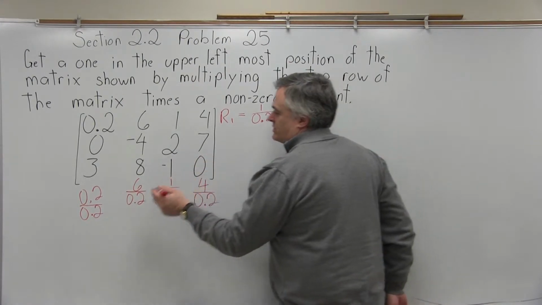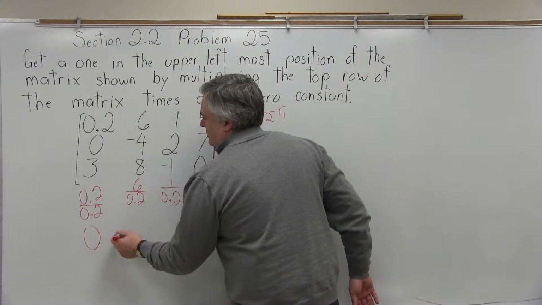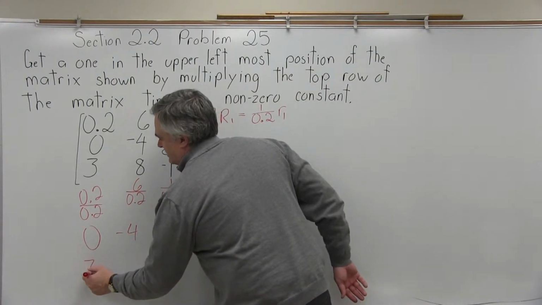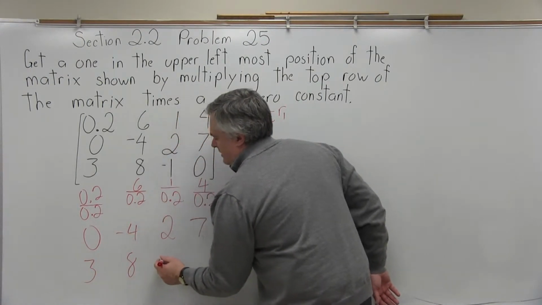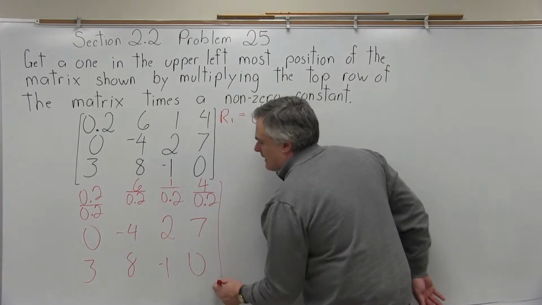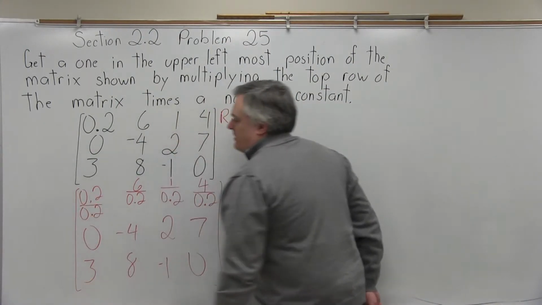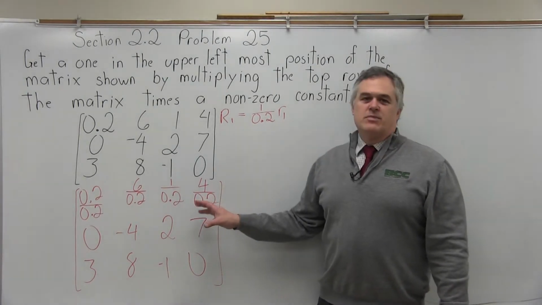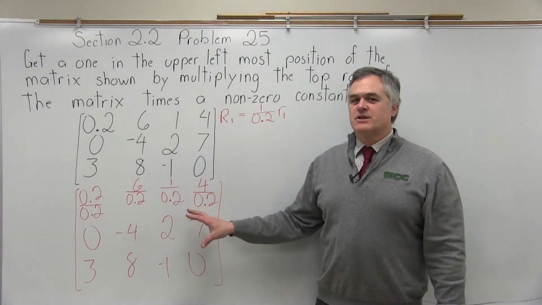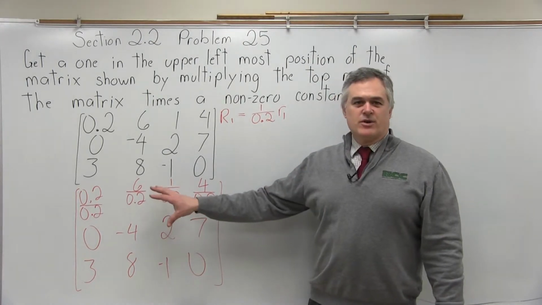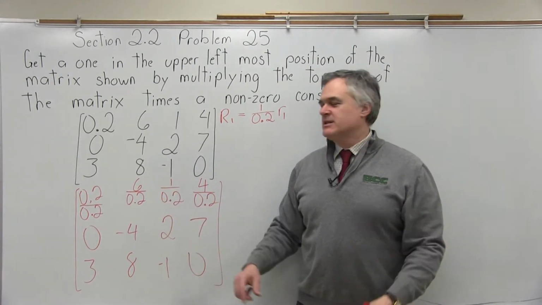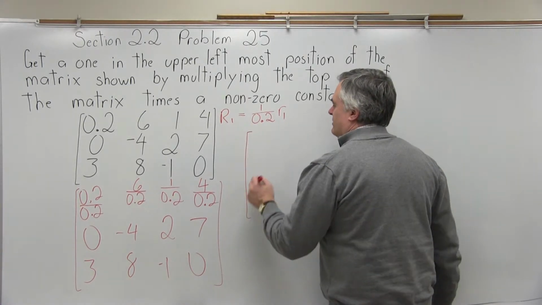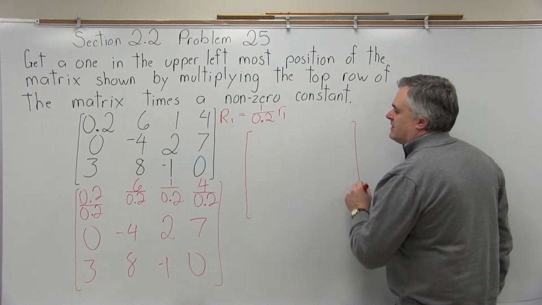And then row 2 won't change. That will stay 0, negative 4, 2, 7. And the bottom row also won't change. That'll stay 3, 8, negative 1, 0. And at this point, my answer is technically correct, but really not in the best form. I can simplify this a lot. It's a big mess now with all these decimals and fractions combined. That's not really the right way to leave it. So let's set up a final matrix, the final answer.